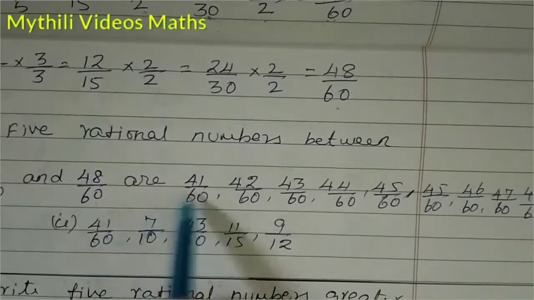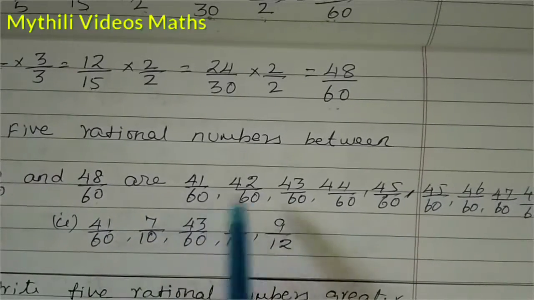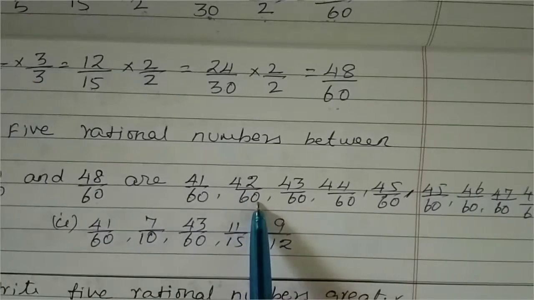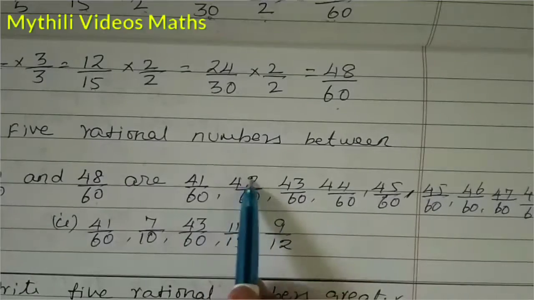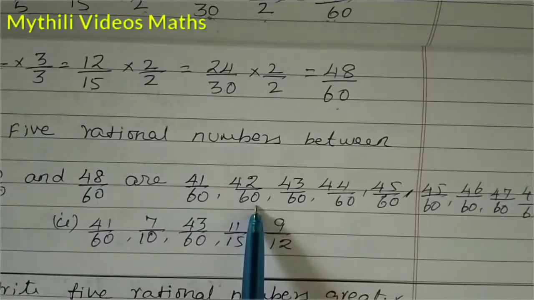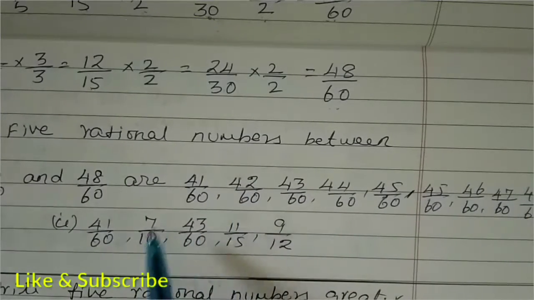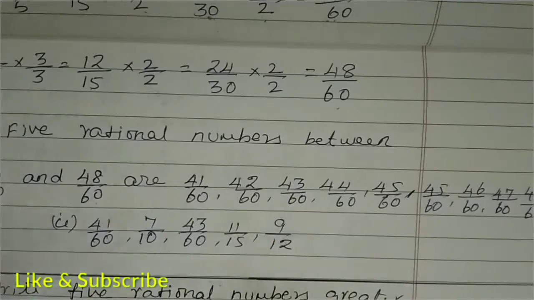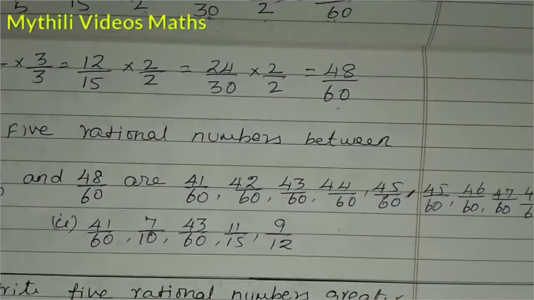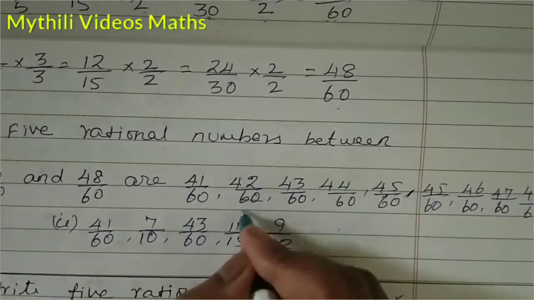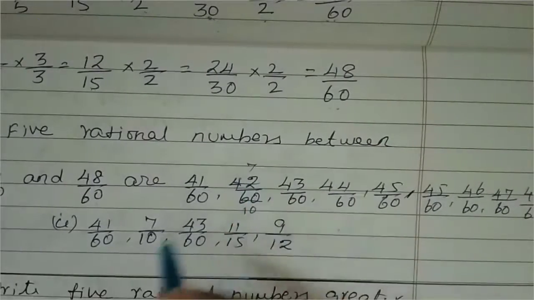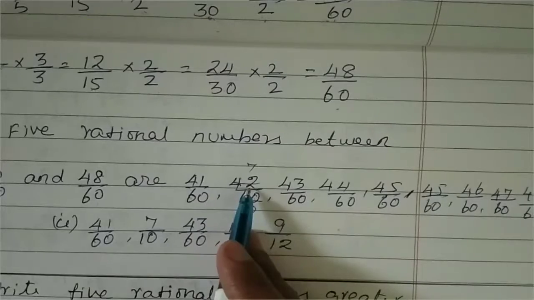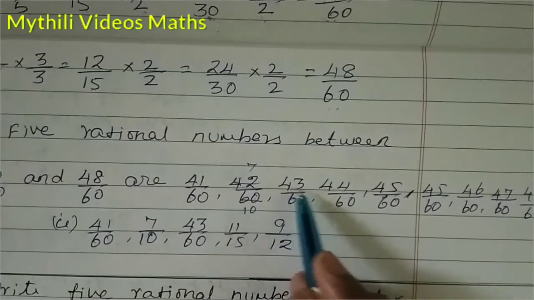Okay, so we can write first value 41 by 60 and the second value 42 by 60. But here we have written 7 by 10. How is it possible? We have to simplify this value. See, 10 6s are 60, so we have to cancel with the 6 table. So when we are cancelling this value, we can write 10. 10 6s are 60. Same thing here, 7 6s are 42. Same thing here also, 43 by 60.